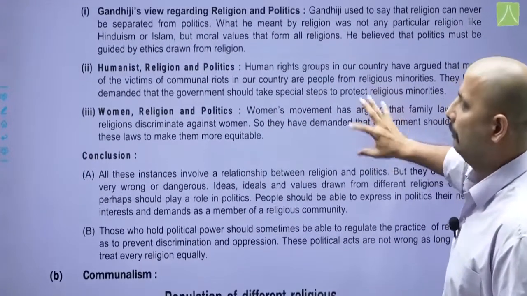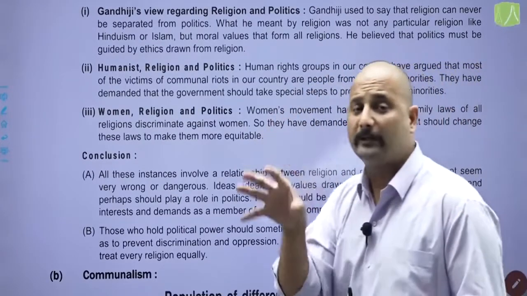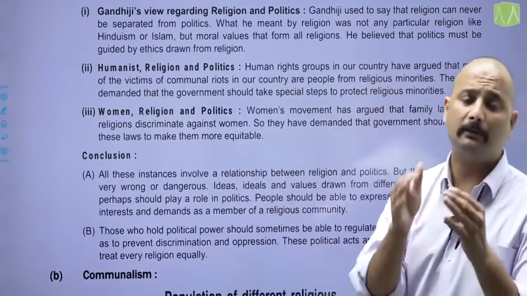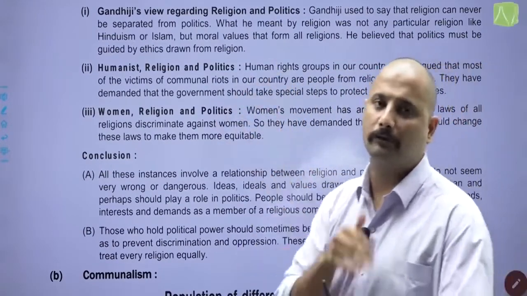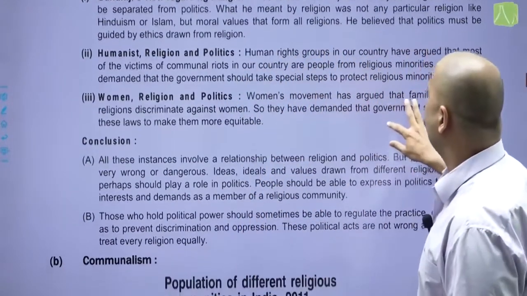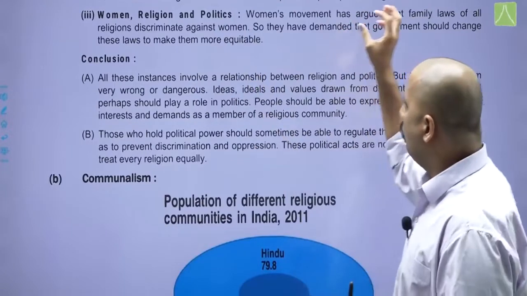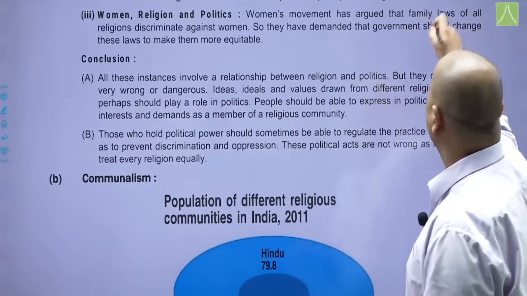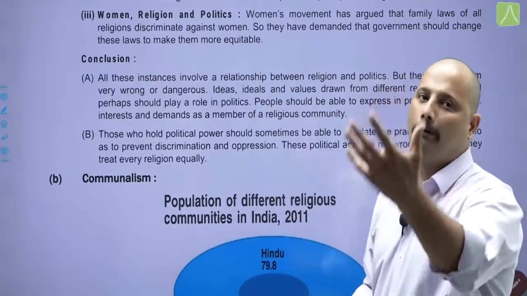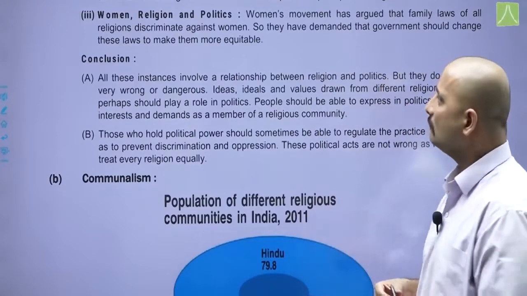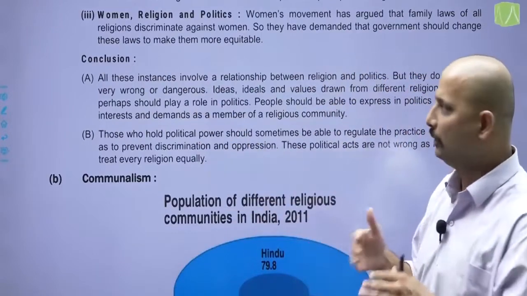Then humanist religion and politics. Human rights groups have always believed that most of the victims of communal riots have been people from minority groups, from religious minorities. They have demanded that the government should take stern measures to protect these religious minorities. Then the third point here is women, religion and politics. Women's movements have also argued that the family laws of major religions discriminate against women, and that men have been given more freedom as compared to women. So they have demanded that the government should change these laws to make them more equitable in nature.